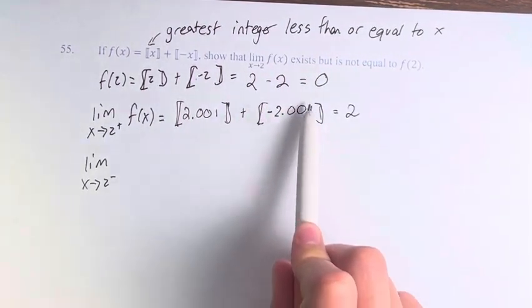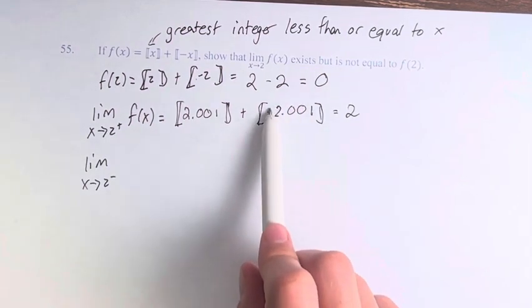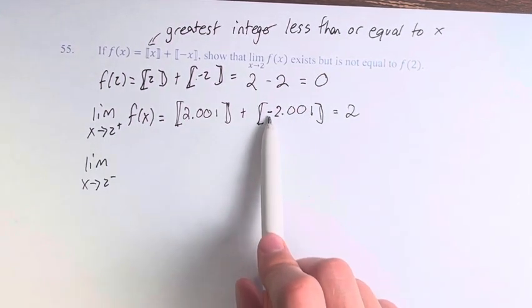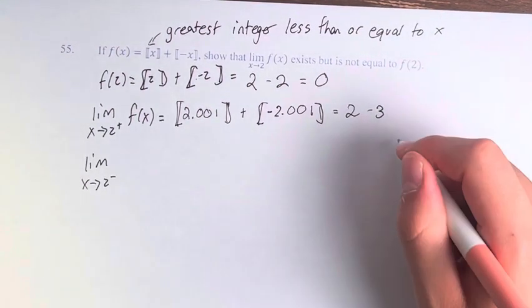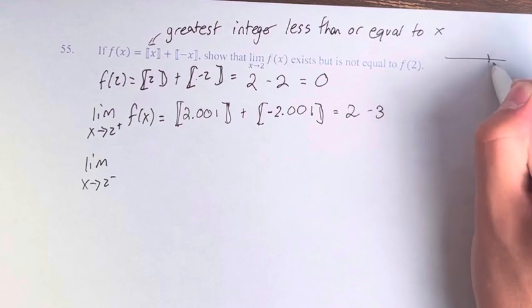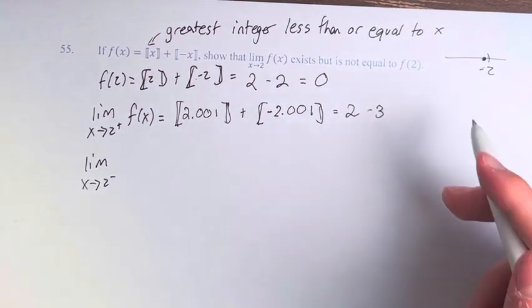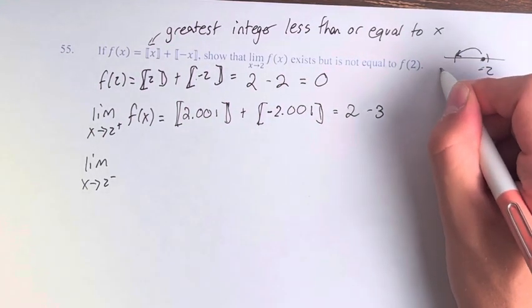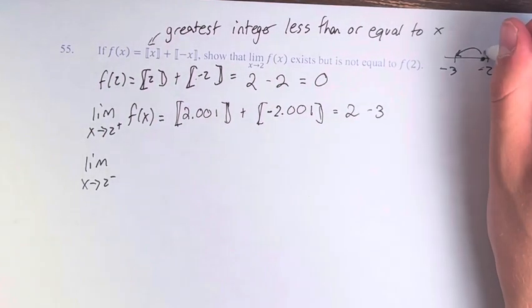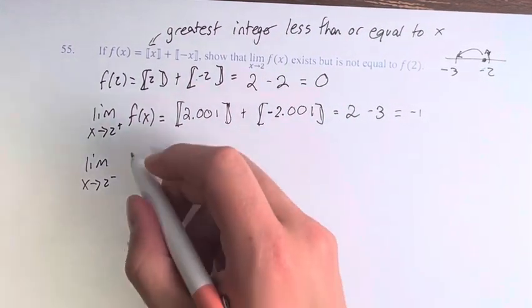The greatest integer that is less than or equal to negative 2.001, you might be tempted to say negative 2, but negative 2 is actually slightly larger than this number. We have to go all the way to negative 3 to find the greatest integer that's less than or equal to it. If you're imagining a number line, negative 2, we're at this point right here, so close. The greatest integer that's less than or equal to this is all the way down here at negative 3, because this is a slight bit greater. So this is 2 minus 3, which is negative 1.